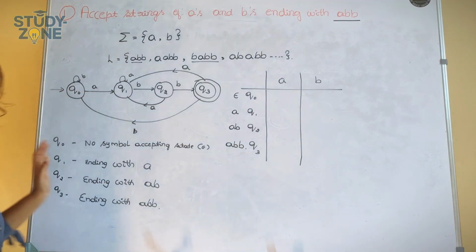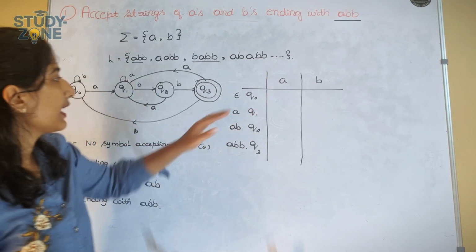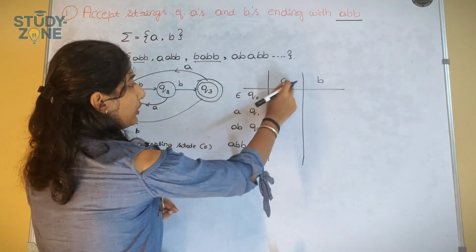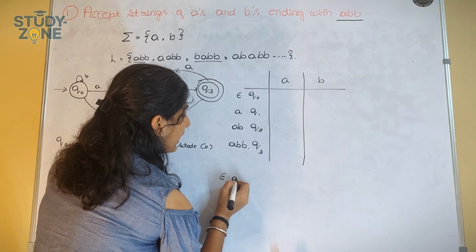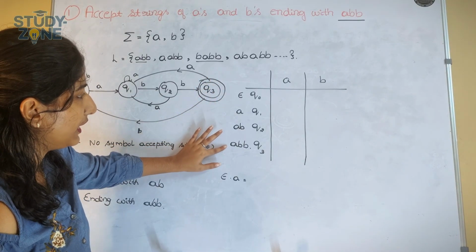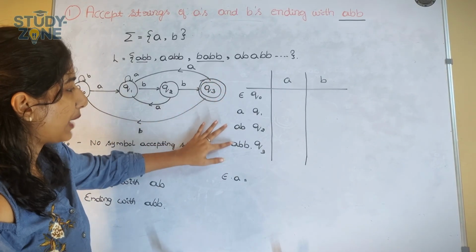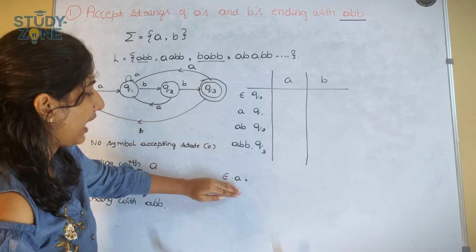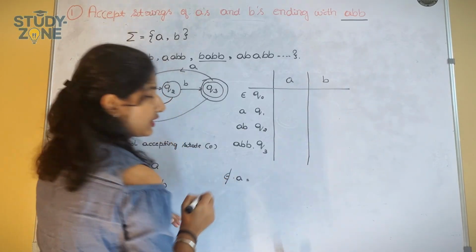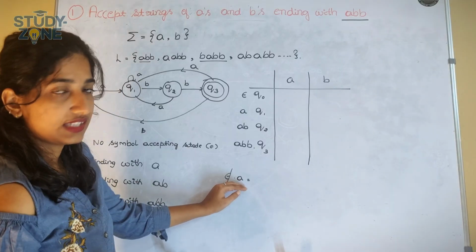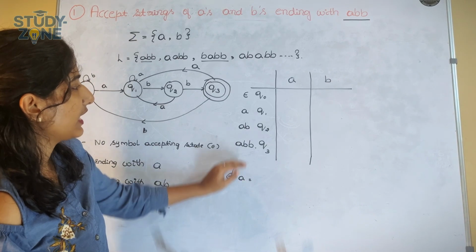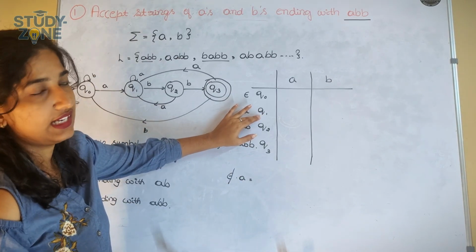So now we have to take a simple step, that is multiplying these things, okay? At first we have to multiply Q0 into A, that is epsilon into A. So now we have to check, is there any symbol or string that ends with epsilon A? No, right? So if we have no string that is ending with epsilon A, we have to cancel out this one. Then we have to check, is there any string or any state that is ending with A? Yes, we have state Q1 that is ending with A.